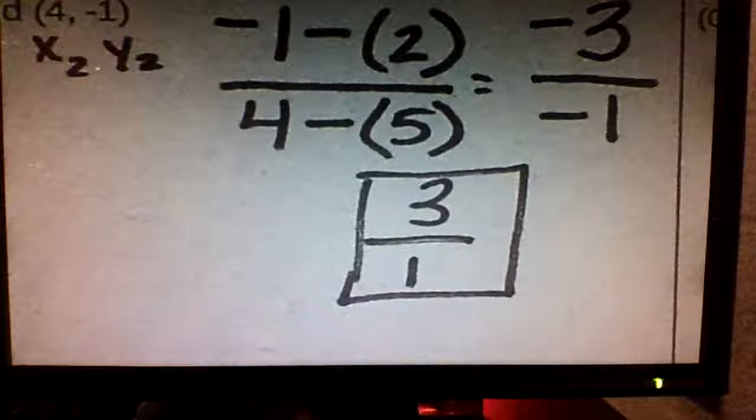If I flip-flopped it and did it the other way, where my x1 came first and my y1 came first, 2 minus a negative 1 becomes plus a positive, which gives me a positive 3. 5 minus 4 is a 1. Either way, it comes out to be the same exact answer. So again, it doesn't matter which ones you put first, but if you put y1 first, it has to be x1 first. You cannot interchange.